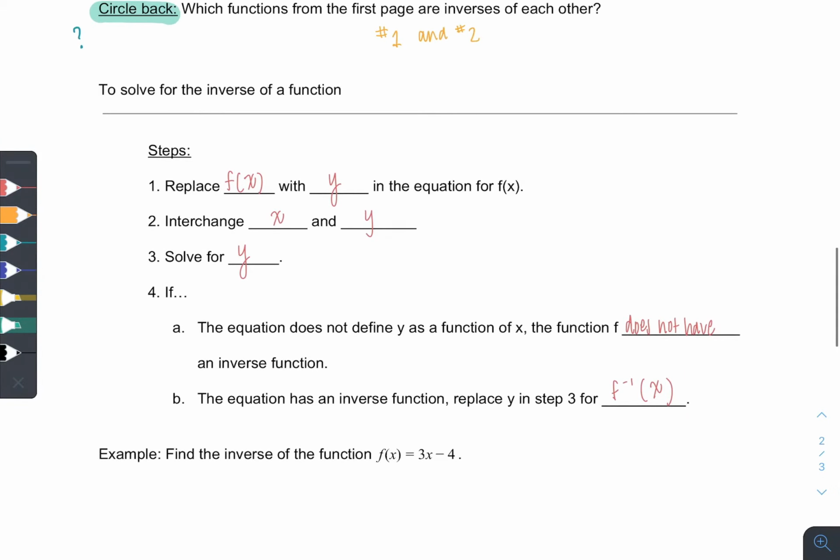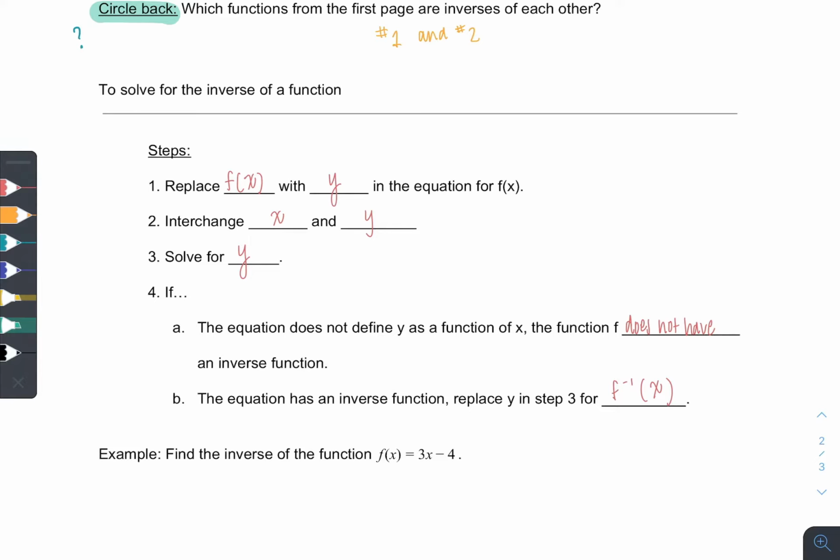So, solving for the inverse of a function is pretty easy if you know the steps. Once you get the steps down, you're going to be good to go. So first you want to replace f of x with y. And the reason we do that is because f of x means function of x, and we don't know if it's going to be a function or not. So we're going to do that. So replace that. Then you're going to interchange x and y.